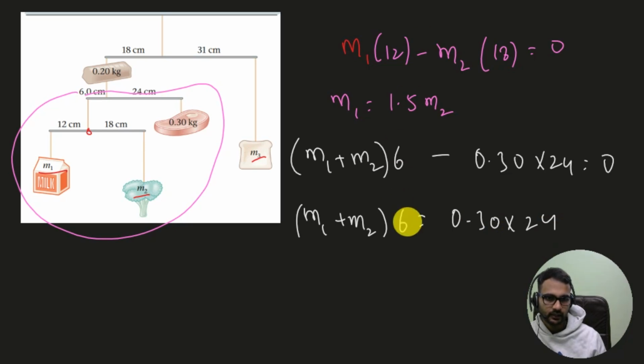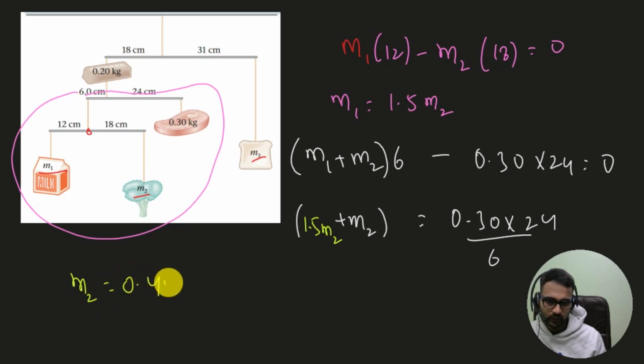The 6 I can take to the right side, divide by 6, and in place of M1 I can write 1.5 M2. From here we can easily find M2. You'll get M2 to be 0.48 kilogram. Put it here, and you'll get M1 to be equal to 0.72 kilograms.